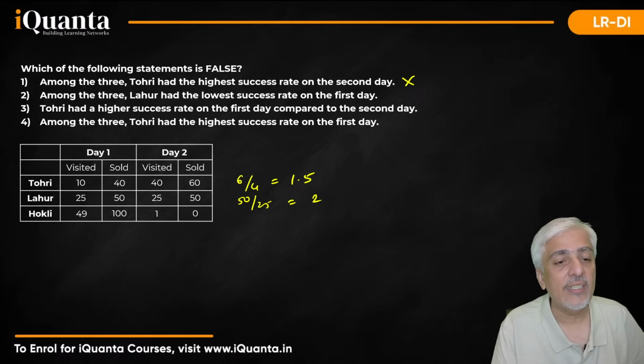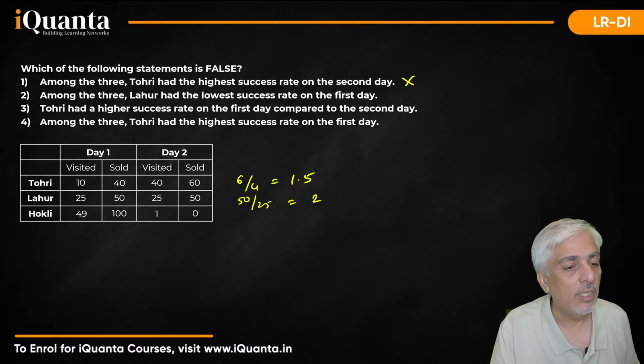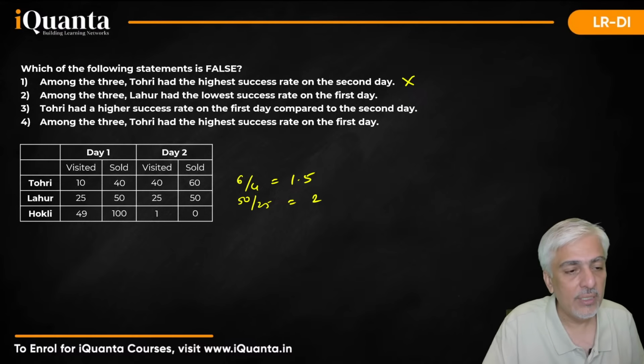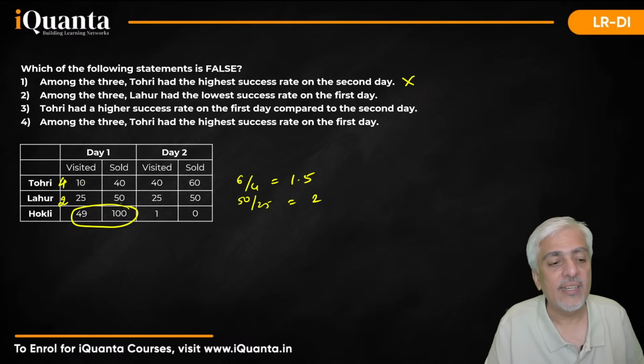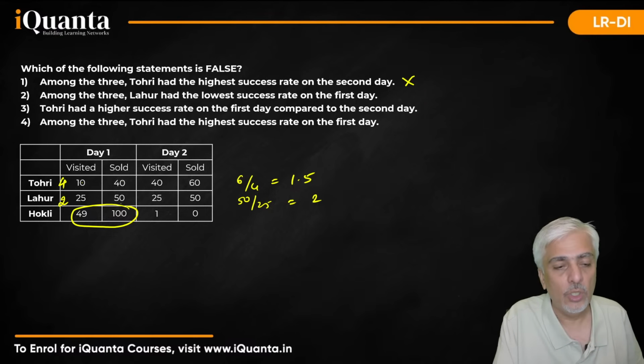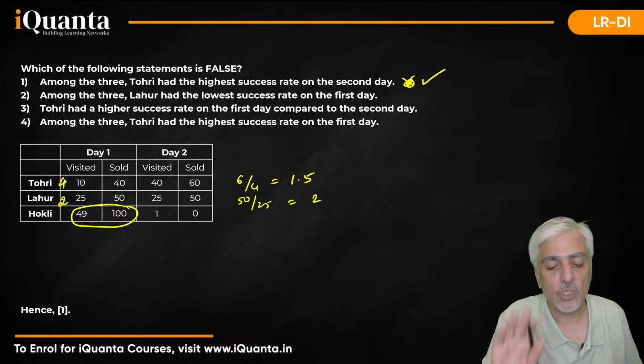Among the three, Lahore had the lowest success rate on the first day. Lahore has 2 on the first day. I think both are better than him. Tori has 40 divided by 10, 4. This has 2 exactly, and this is slightly more than 2. 100 divided by 49 is slightly more than 2. So that should be your answer. Which of the following is false? So sorry, that is my answer, first option.